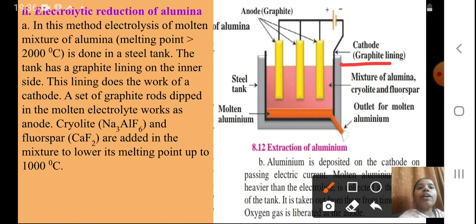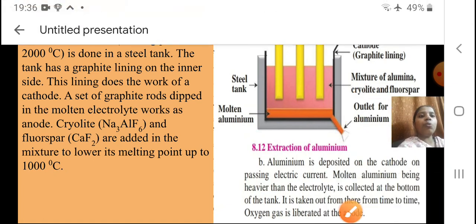A set of graphite rods deep in the molten electrolyte works as the anode. See here, this yellow color. Now cryolite, Na3AlF6, and fluorspar, CaF2, are added to the mixture to lower its melting point to 1000 degrees Celsius. Here it is written: mixture of alumina, cryolite and fluorspar. Students, I hope till here it is clear. The steel tank is there, you are going to get molten aluminium, and the outlet is here.